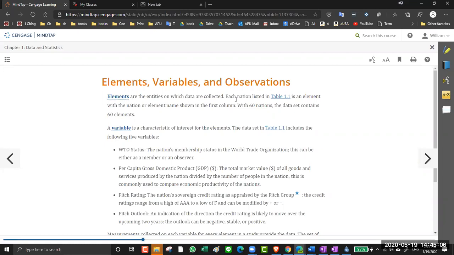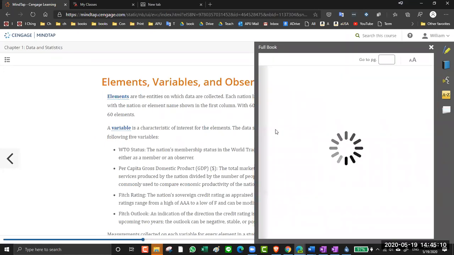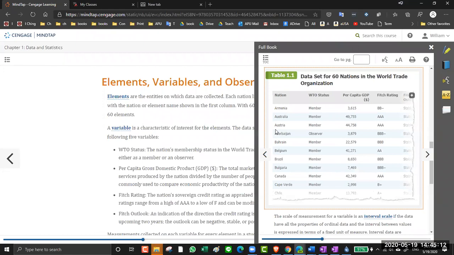So how many elements are there in our data set? 60. Or I can ask the same question: how many individuals are there in our data set? It's 60, the same question. They just use the word individual or element. Individual doesn't have to be a person in this context.